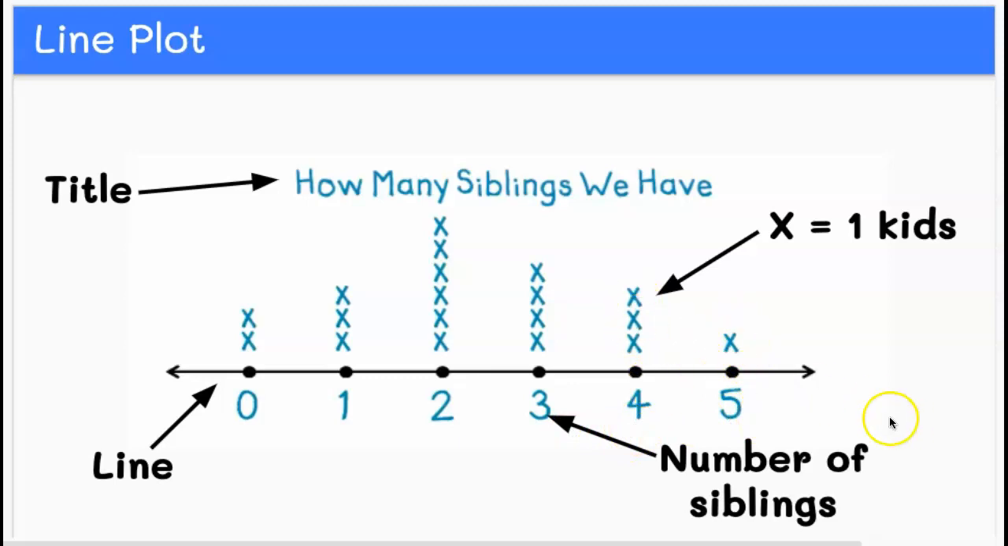Each X stands for a kid. So only one kid had 5 siblings. Three kids have 4 siblings. 4 kids have 3 siblings. And 2 kids have 0 siblings. So these X's stand for a kid. And sometimes we have a key that tells us.